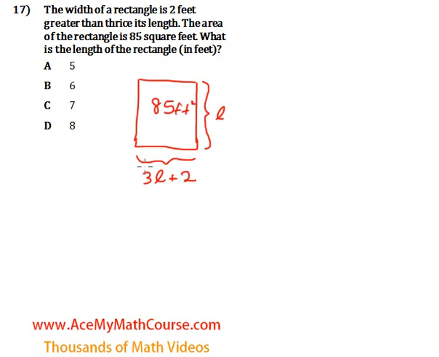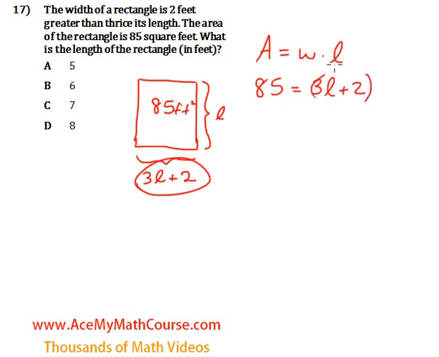Okay, so how can we arrange an equation here? Well, we know that the area of a rectangle is given by the width times the length. And the area is 85 square feet. Now, the width is 3 times L plus 2, and we're multiplying that by L. So width times the length.